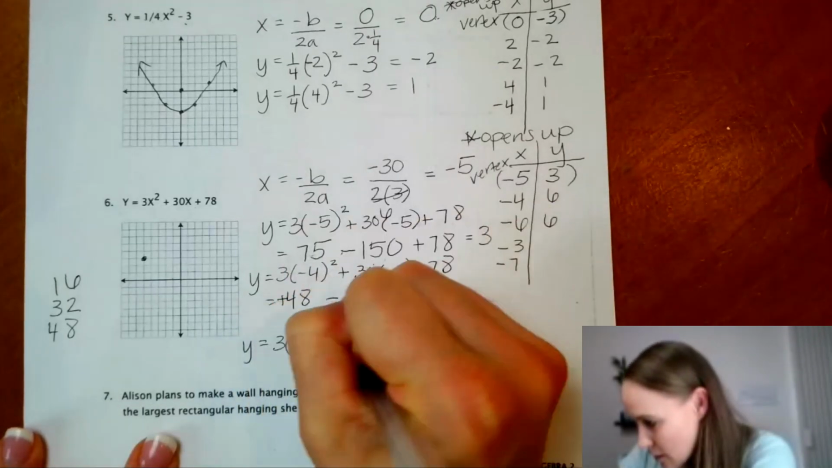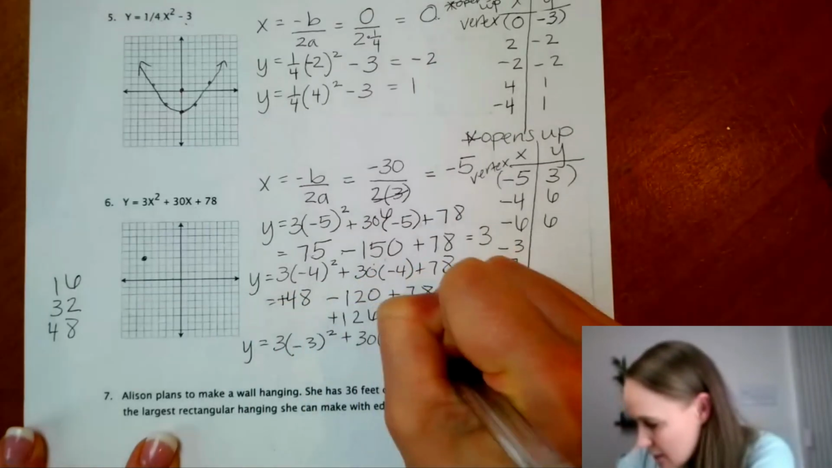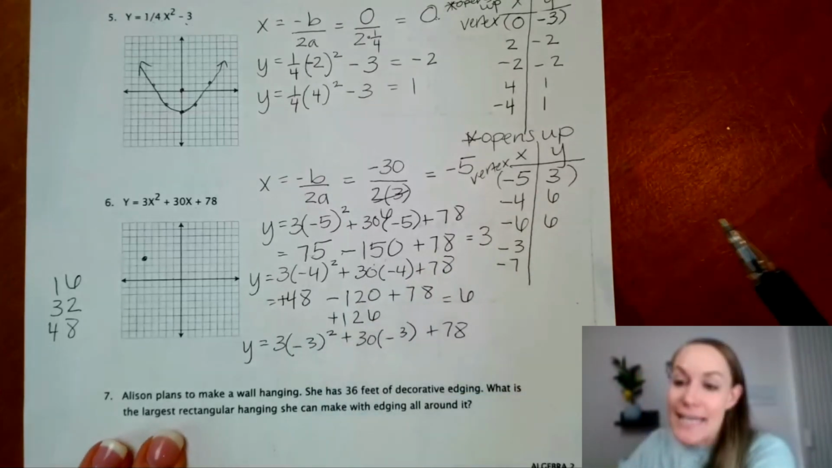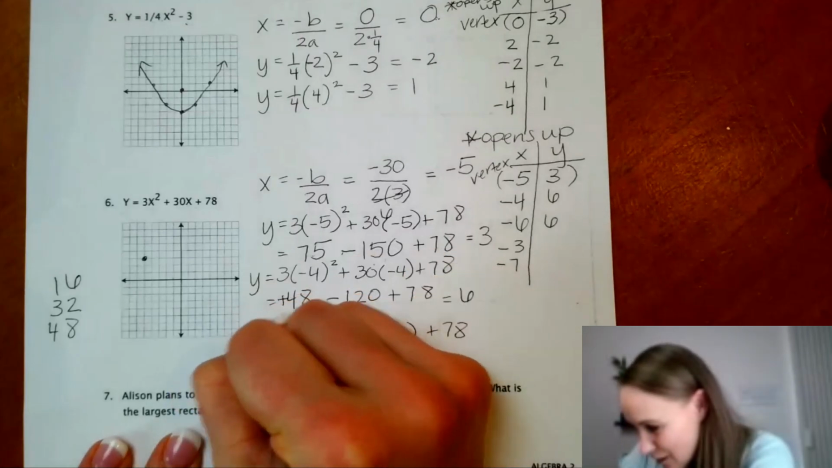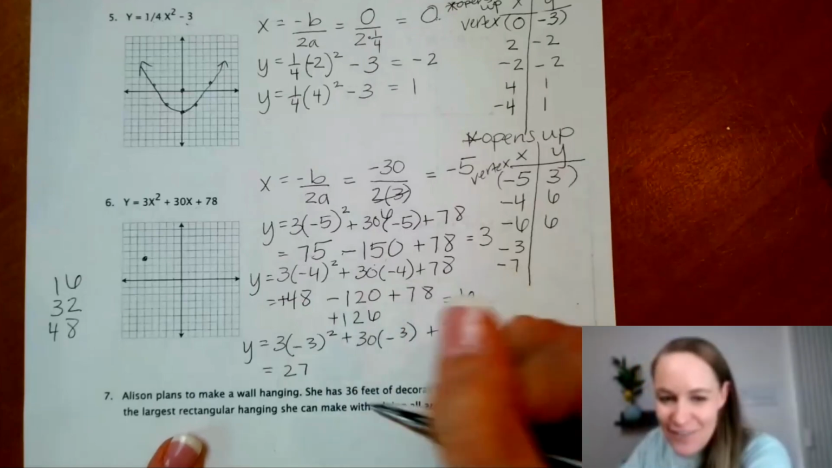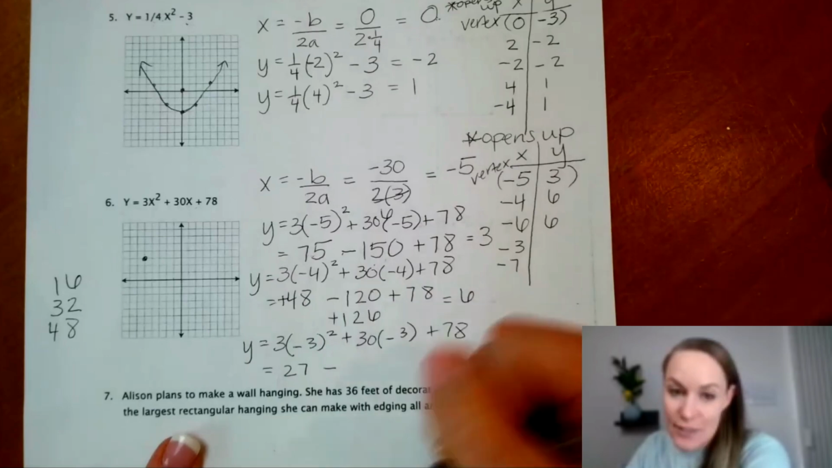-3 squared plus 30 times -3 plus 78. Okay, so -3 squared is 9. 9 times 3 is 27. Okay, so far, so good. Positive times a negative is a negative. 3 times 3 is 9. Add the 0, that's 90.